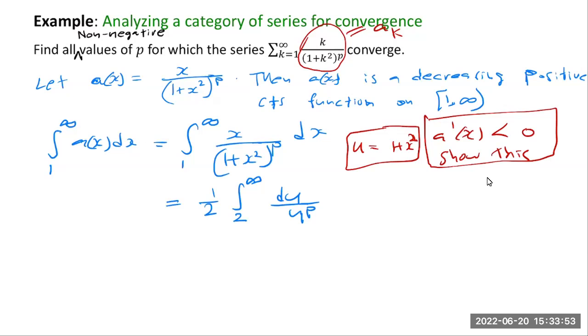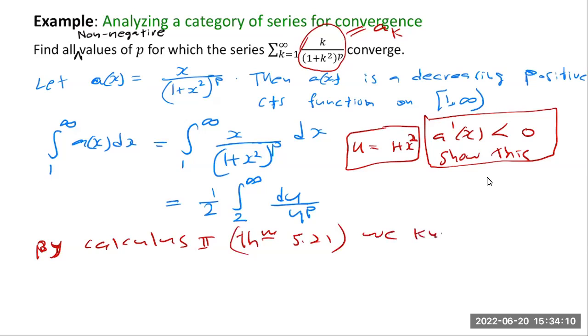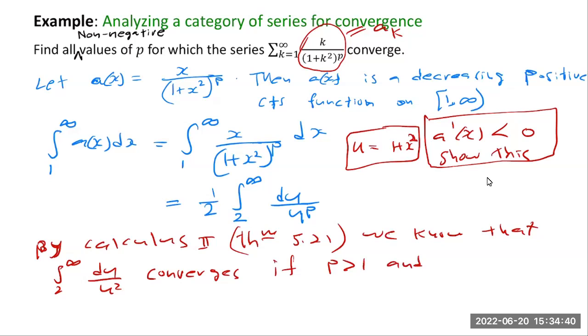Okay. Now by calculus 2, actually it's theorem 5.21 in calculus 2, we know that this integral converges if p is greater than 1, and this diverges if p is between 0 and 1. The integral from 2 to infinity du over u to the p converges if p is greater than 1 and diverges if p is between 0 and 1. Okay, that is coming from calculus 2. Okay, what does that tell you?